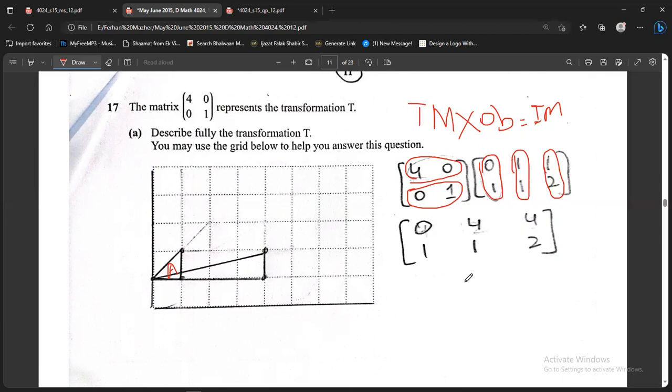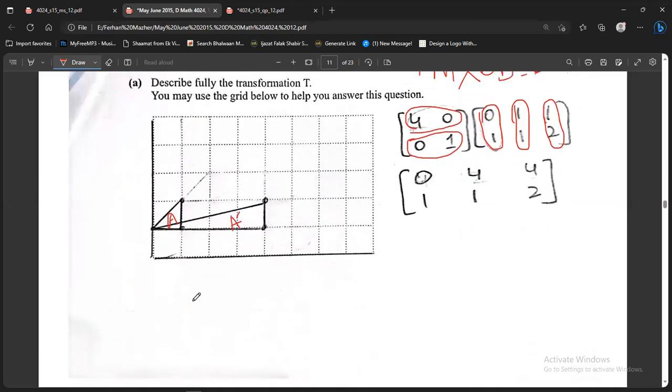So I will plot the coordinates of that image there. And you know, 0, 1 is this point. 4, 1 is this point. 4, 2 is this point. So this is my A prime, the image. Now, if you look carefully here, this figure has gone in this direction. Okay, this point has not moved.